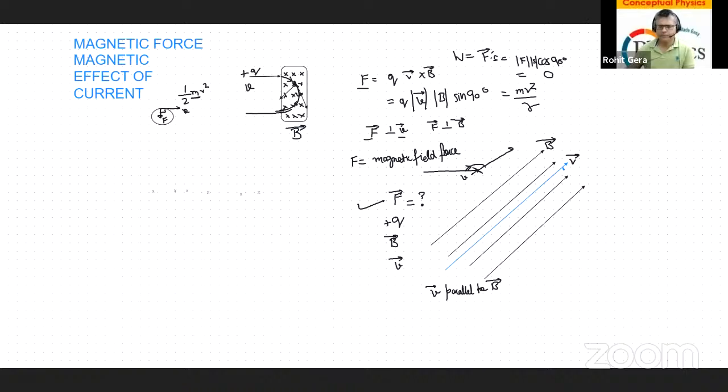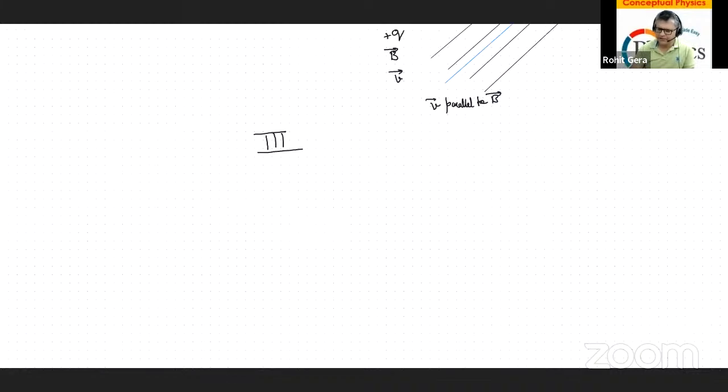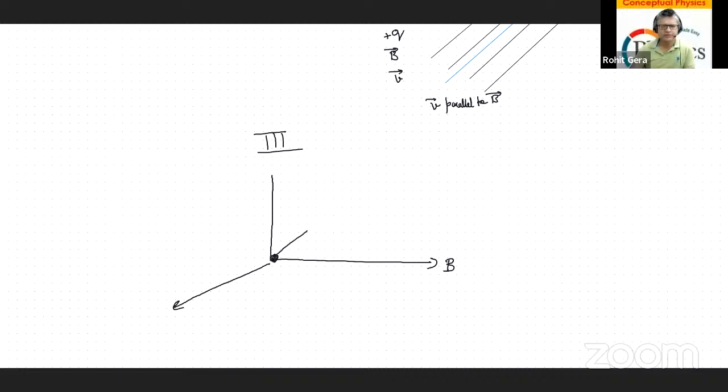Okay, so this is your actual situation. So you have third scenario where the charge enters the magnetic field at an angle. Okay, so let's say this is your situation. The magnetic field is in this direction, B. The velocity is this. Which means the magnetic field is rightwards. All the lines are on the right hand side.